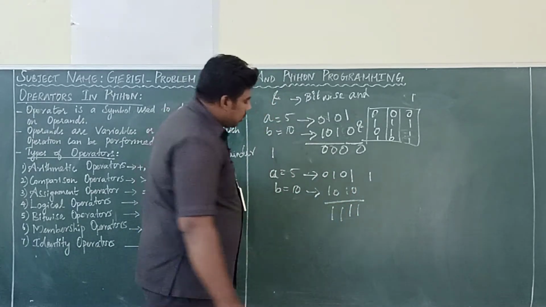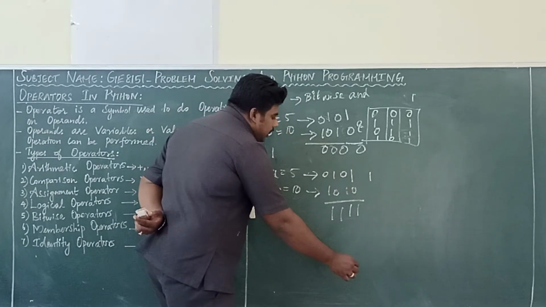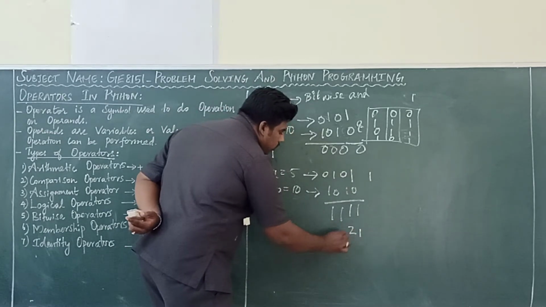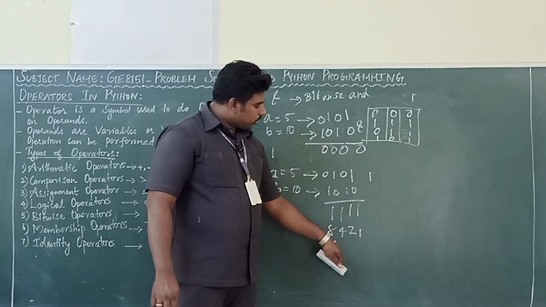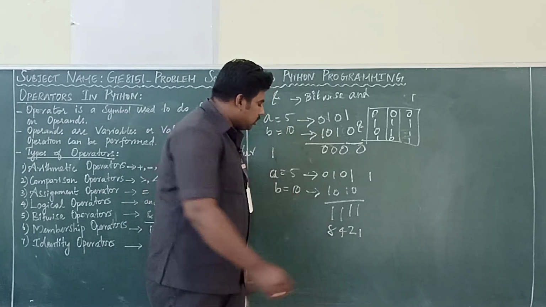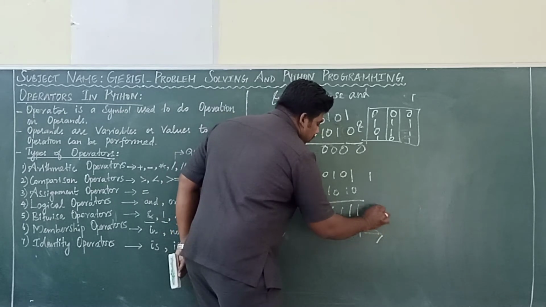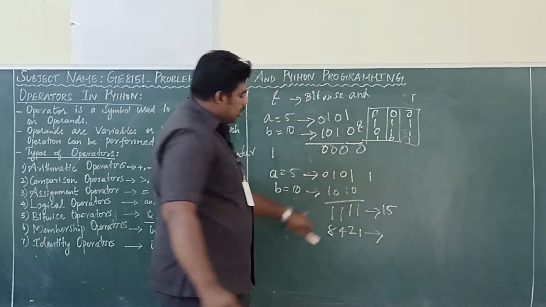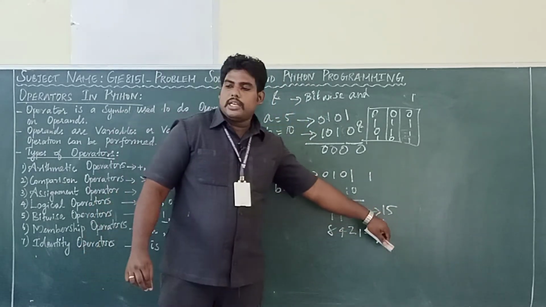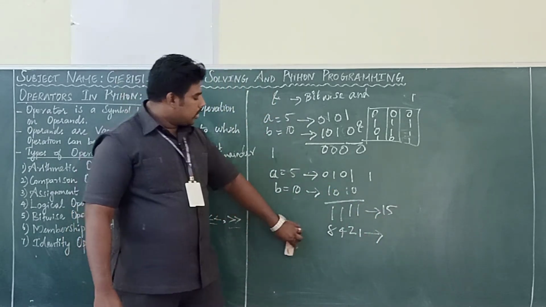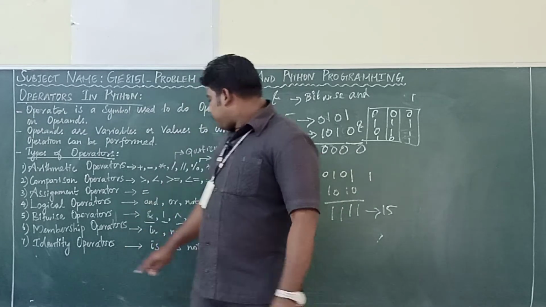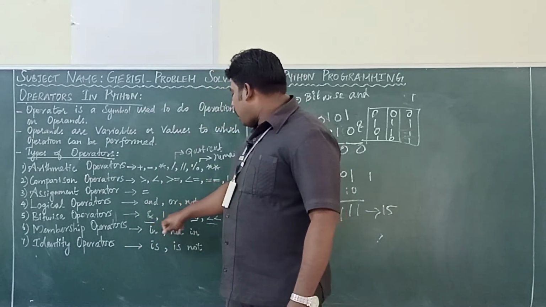What's the answer? Just put the representation and see. 1, 2, 4, 8. Your answer is 8 plus 4, 12. 12 plus 2, 14, plus 1, your answer is 15. The binary should be converted into integer form again. So your answer is 15 here. Okay, got it. What's the next symbol here? This AND and OR is completed.